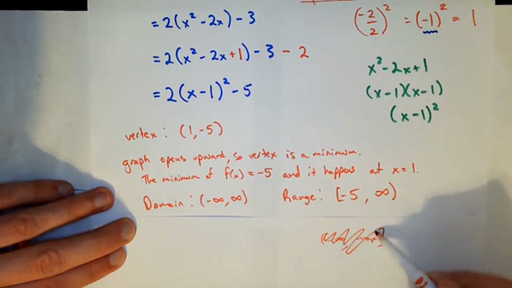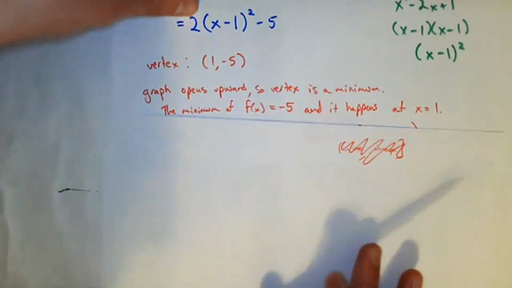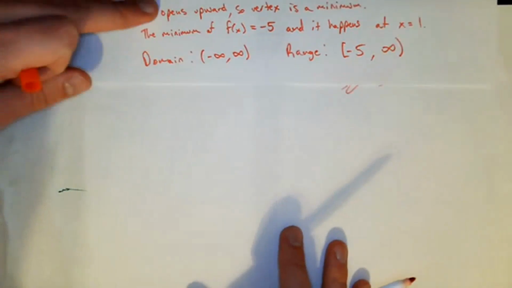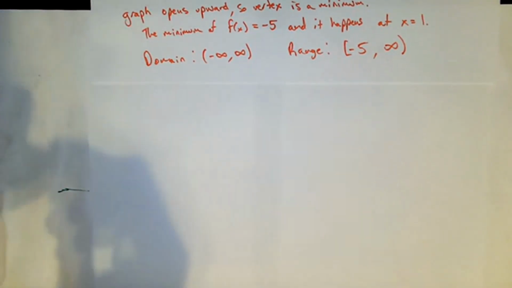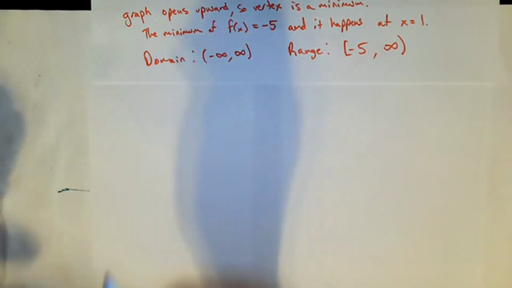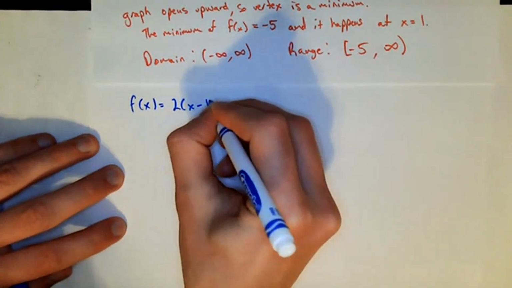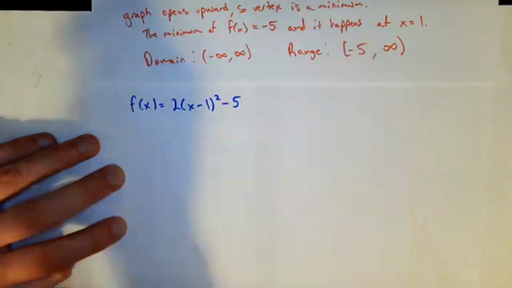Okay, so now let's go answer these questions about intercepts, about x and y intercepts. So again, the function was f of x equals 2 times, and yes, I'm using the standard form still.